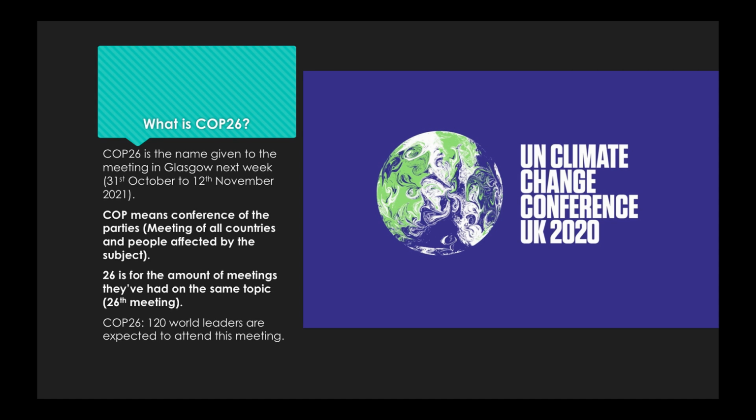In COP26, there's going to be 120 world leaders expected to attend, as well as many, many more diplomats and people affected by and people researching climate change. You'll see from the picture on the right, it says the UN Climate Change Conference UK 2020. And the reason that it says 2020 is that was the original date. But because of the effect of coronavirus, it had to be delayed to 2021 when it was safer to travel because most of or all of the members attending will have had the vaccine.